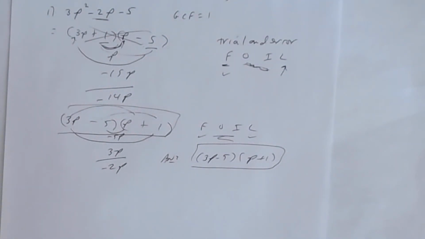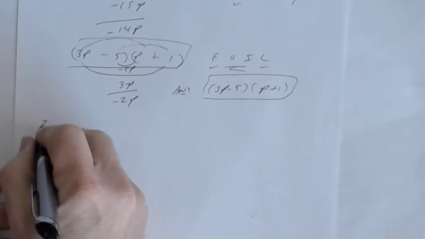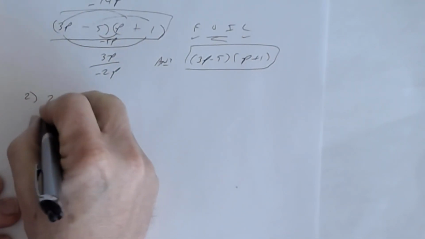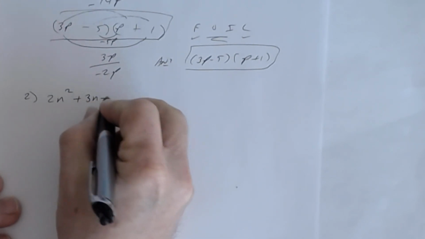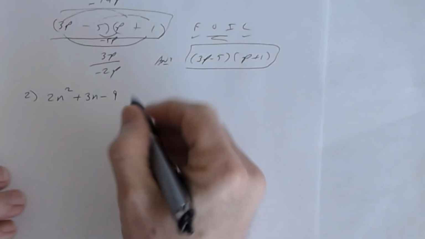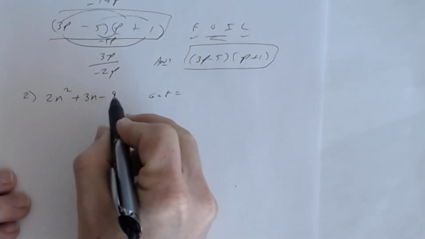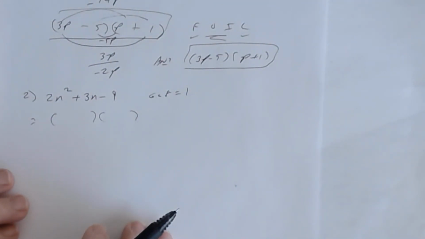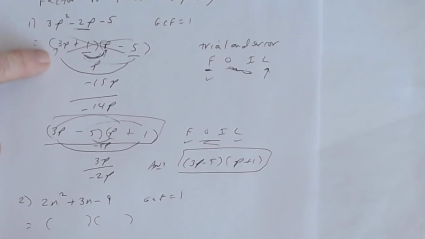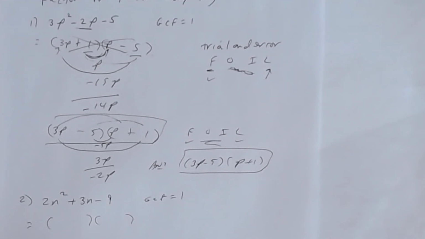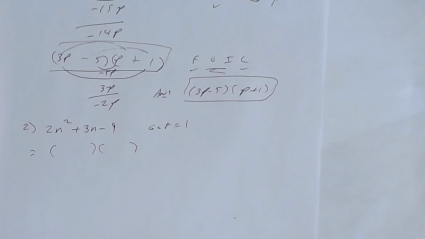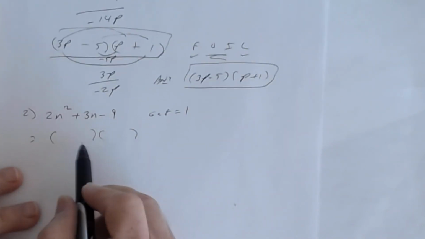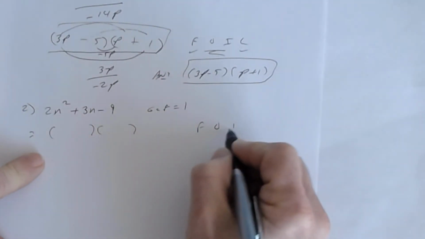So this is number 2. In number 2, let's suppose we had 2n squared plus 3n minus 9. Again, if you look at those three terms, the GCF is 1. And since the GCF is 1, I'm going to go directly to the two binomials. One thing I also want to mention is if you exhaust all possibilities and nothing works, then say prime. You use the word prime. So the polynomial is prime, you cannot factor. You saw something like that on last week's worksheets. Okay, so we go through the process. Reverse FOIL, trial and error.